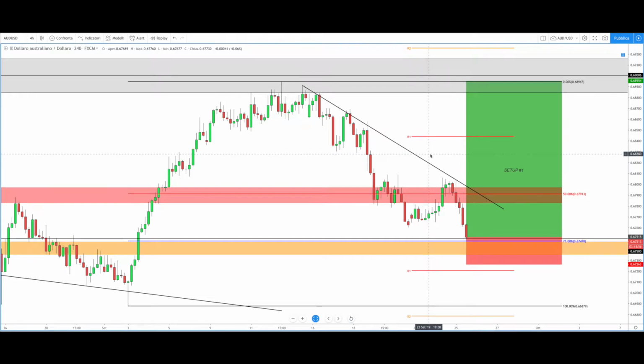So now guys, you need to think better about this entry: if you want to take this risk or wait for a clear signal. If you are ready to take this risk, this could be the perfect entry point for this setup.